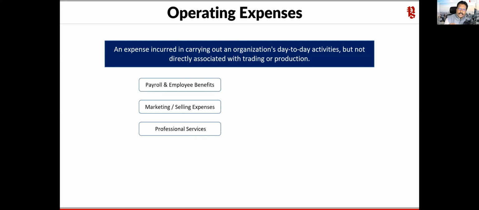Any fee paid to professionals by way of consultancy charges, professional charges, or audit fee, in whatever name you call it, basically for professional services rendered for your business activity, which constitutes your business expenses, will fall under professional services expenses that you might have to incur.